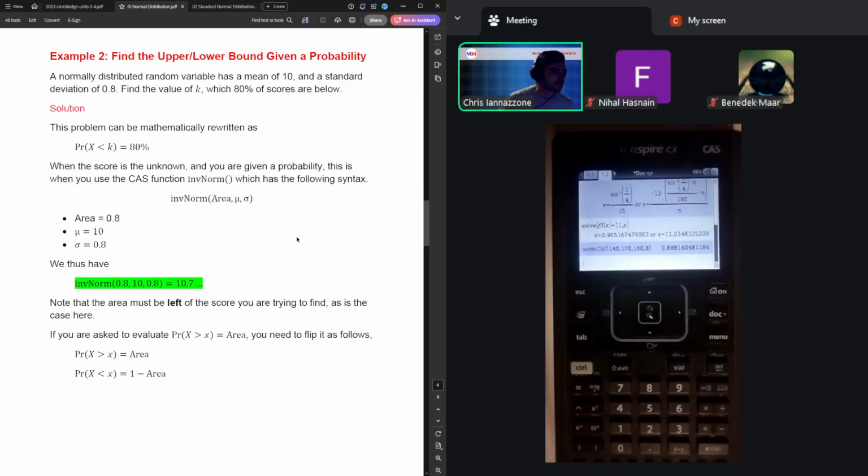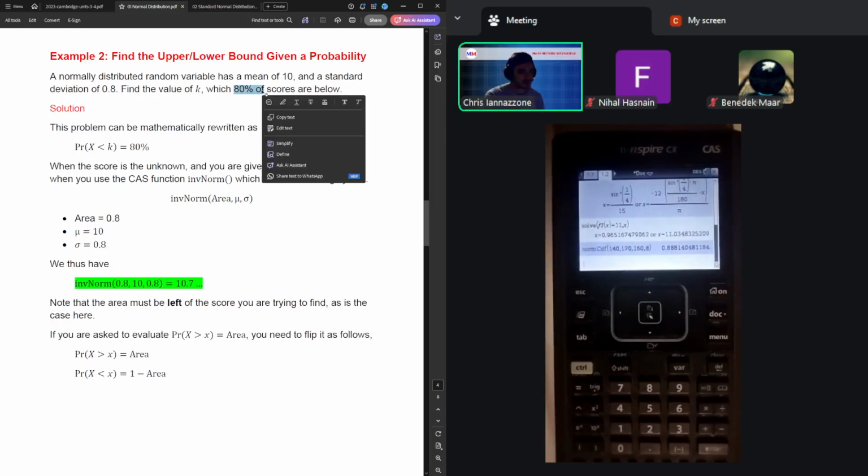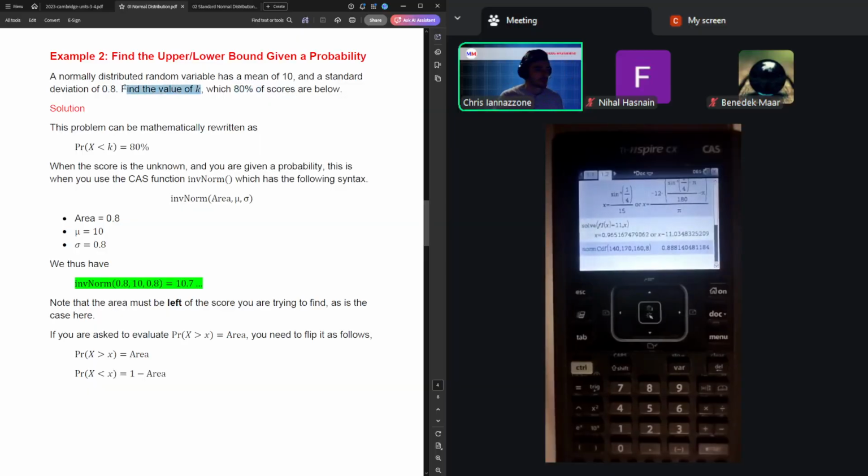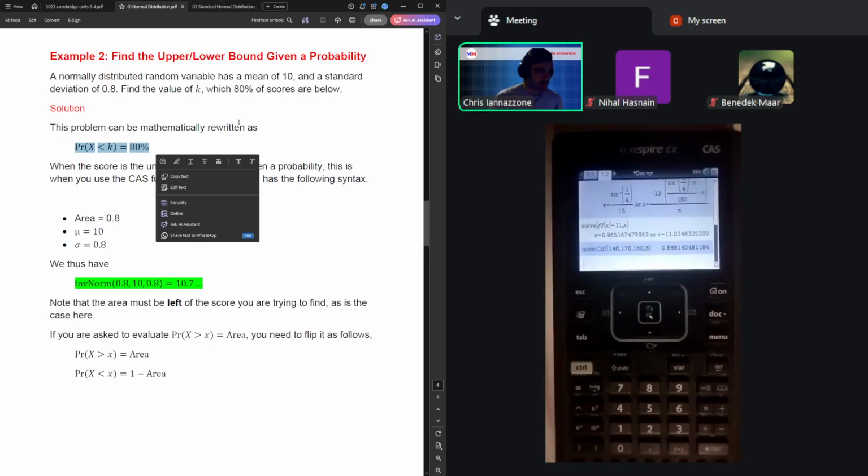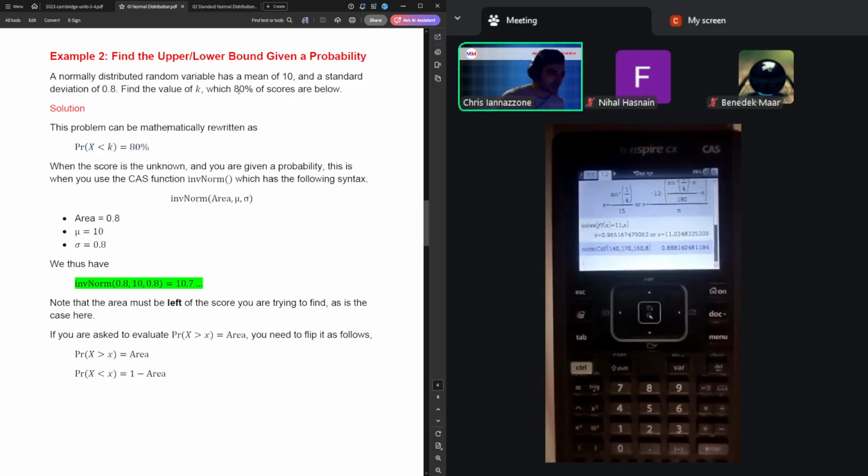Okay. Next up, finding an upper or lower bound given a certain probability. So again, mean and standard deviation are given to you directly. This time the probability is given to you. The net probability is 80%, but you want to find the particular x value, or in this case it's written as k, for which 80% of scores are below. What that looks like mathematically would be this. The probability that x is less than k is equal to 80%. The way that we solve this kind of question is with the other function that I didn't mention, the inverse normal.